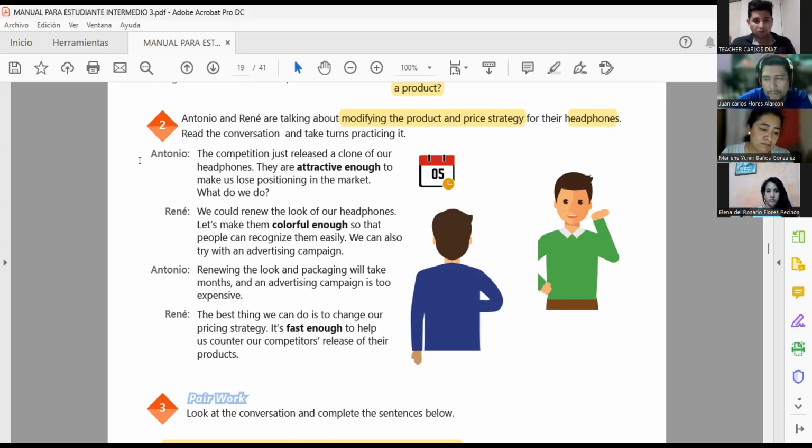Okay. Well, thank you guys. I think the most difficult words to pronounce are these ones. Renewing. This one. Packaging. Advertising. Campaña in English, what is it, Elena?